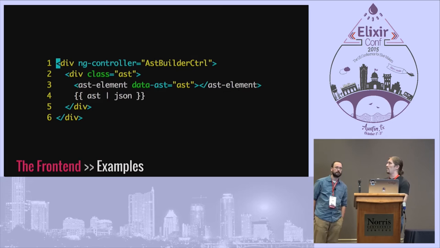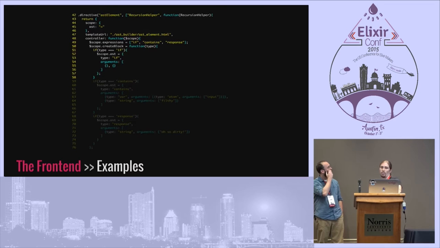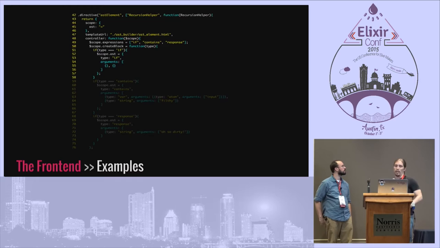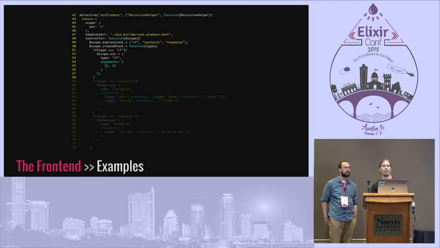And here is where that is defined. In the controller, we have this directive called AST element, and it has a template specified on line 47, and it will render that template if it's ever called. It also has a create block function on line 50 that expects a type and sets our scope's AST based on the type that it receives. So this is how you can turn a placeholder element into an expression of a given type.